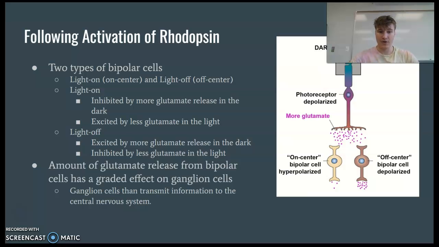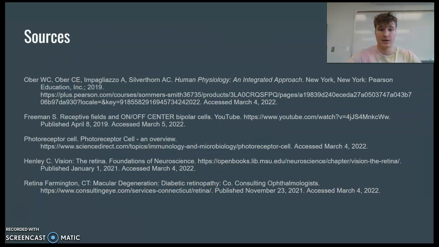So from here, we go from the photoreceptor cell to the ganglion cell, and we see this release on the ganglion cells, and then this information can be carried to the brain and processed there. And then here's my sources, and that is all.